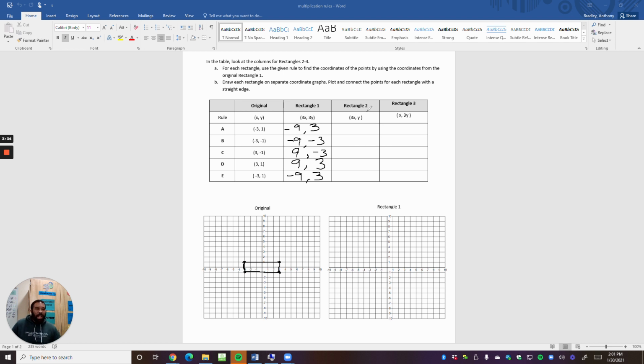Make sure that you fill out this whole chart, and then you're going to graph rectangle 1, rectangle 2, and rectangle 3, and look at the similarities and differences between the different shapes to answer the questions on the second page.